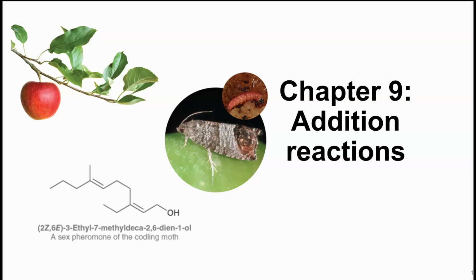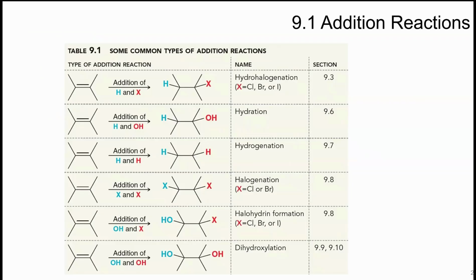In Chapter 9, we will be looking at addition reactions. If you have ever encountered an apple that contained a worm, it may have come from this moth, which produces a sex pheromone with the alkene that you see there. We're going to be doing a lot of addition reactions in this chapter, and it's broken down by the type of reactions.